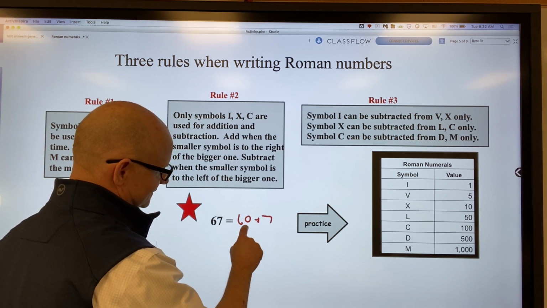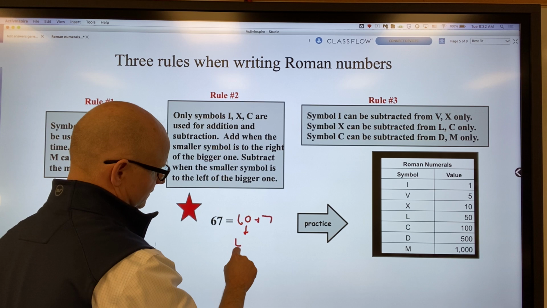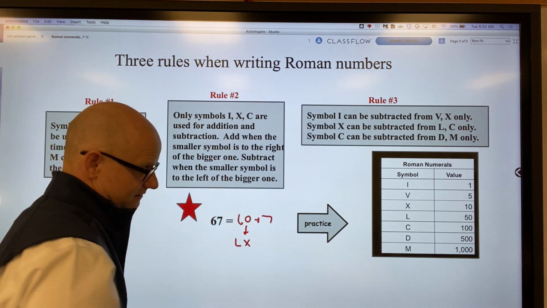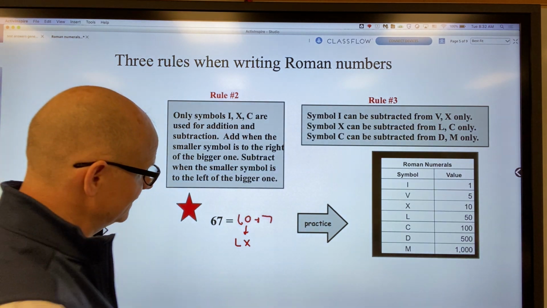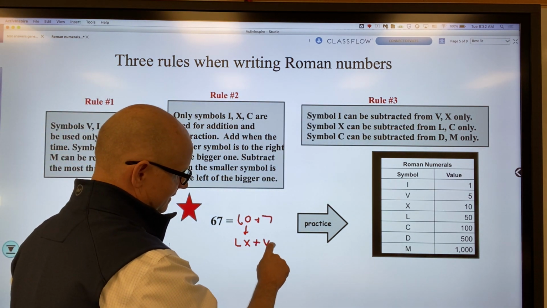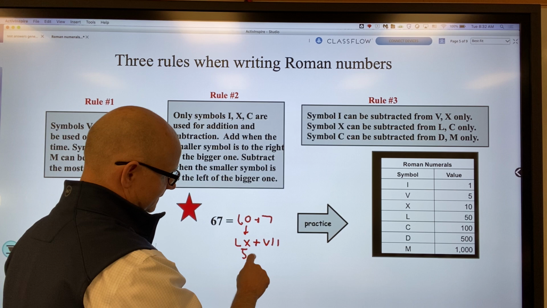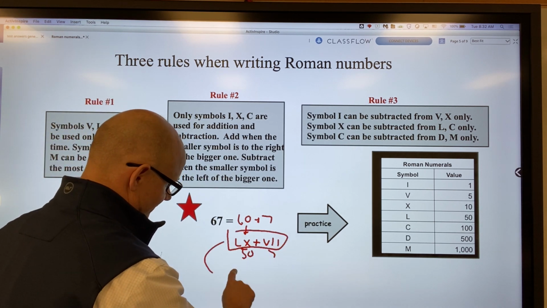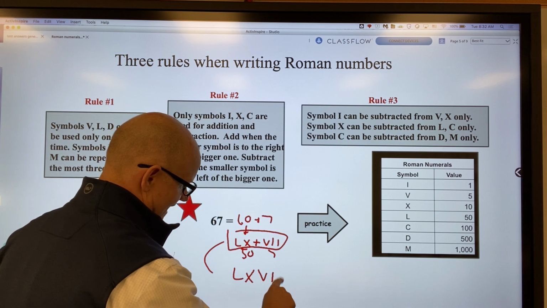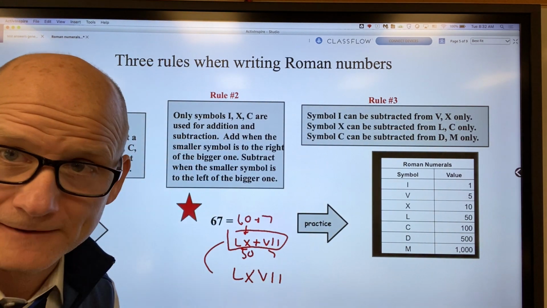So how do I write 60 first? Well, I would write L, that's a 50, X. See that? That L is 50, that X is 10, so I have 60. And then how do I write 7? Well, I would write a V, I, I. So there's your 60, and there's your 7. So if you wrote it like this, LXVII, outstanding job.